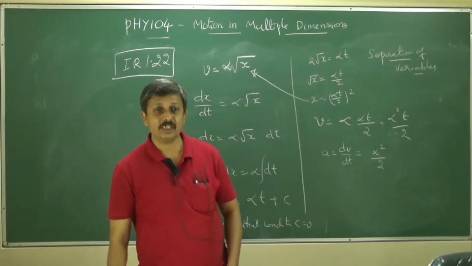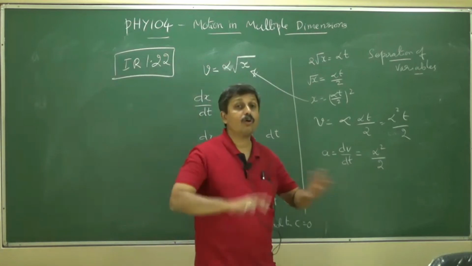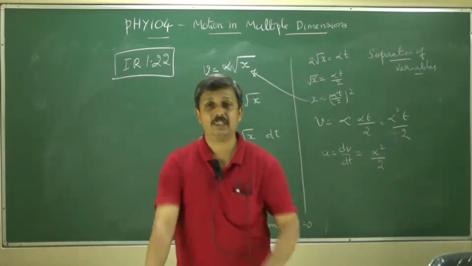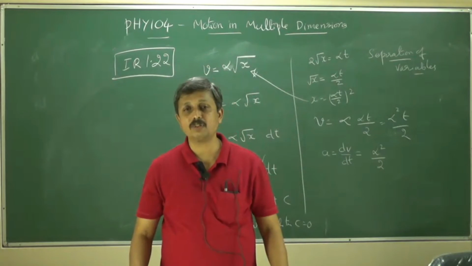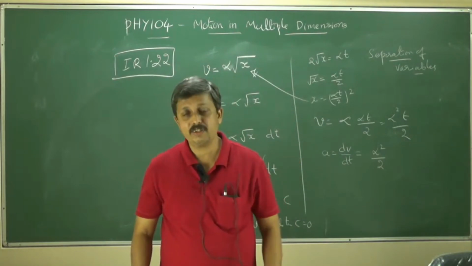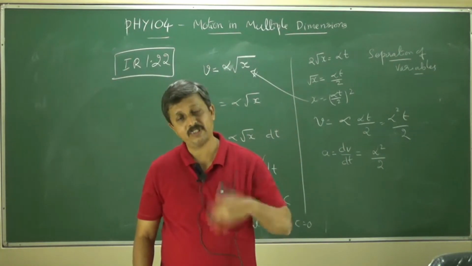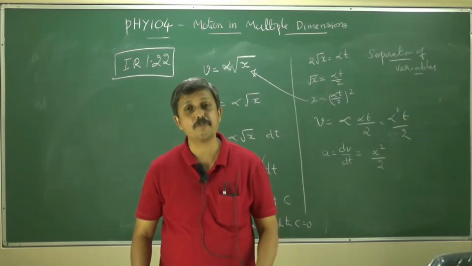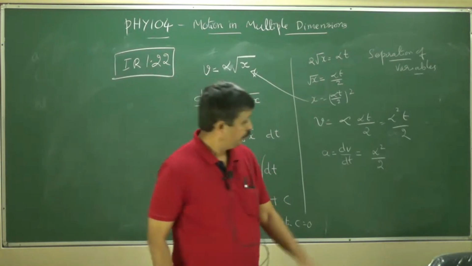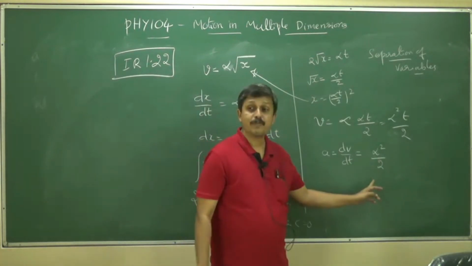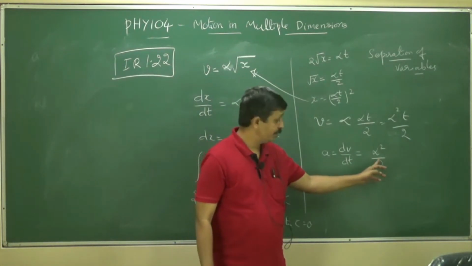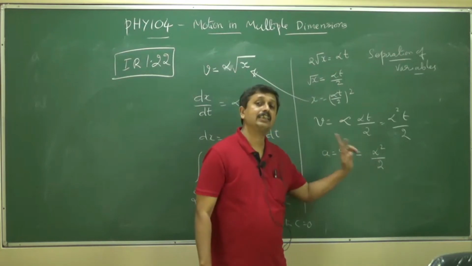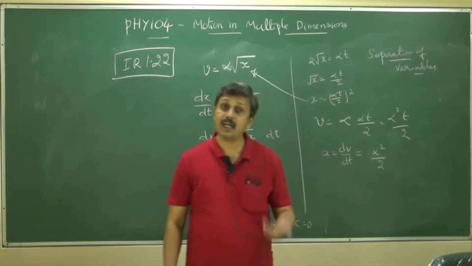Once you get a constant acceleration system, the whole thing gets very simple. Everything else you will now start using the original formula: v is equal to u plus at, s is equal to ut plus half at square, v square is equal to u square plus 2as. All the formulas you can use now. The job becomes very simple. Because the acceleration is alpha square by 2, and alpha is a constant, alpha square by 2 is a constant. Acceleration is not a function of t.